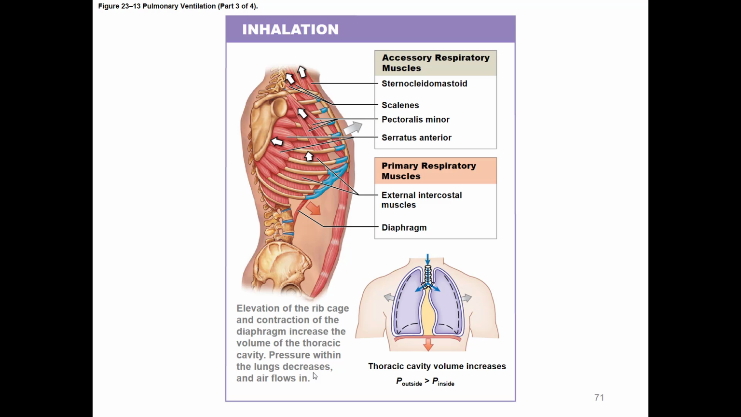So it summarizes that for us right here. The elevation of the rib cage and contraction of the diaphragm increase the volume of the thoracic cavity, so pressure will go down. Since pressure is less in the chest, air flows in. That's our inhalation.